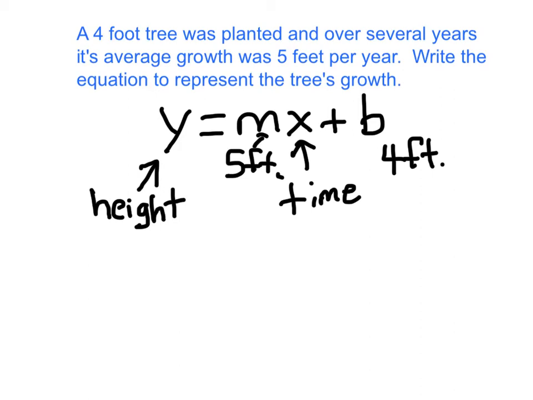All right, so let's write our equation. The height of the tree, y, is going to equal 5 times x plus 4. So after 5 years, the tree would be 29 feet tall. Does that make sense? How'd you do?